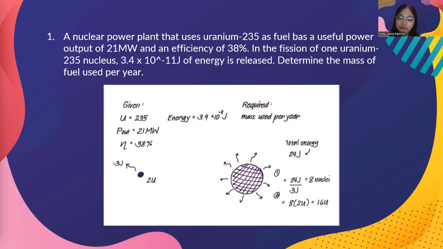So once we find the total number of nuclei, we multiply that to the mass of one nucleus. So our total mass would be 8 times 2U. Our total mass would be 16U. So that would be the same process that we will be using when we solve this problem. However, this problem will be more complex because we have our power and we are also given efficiency. So recap, the steps that we are going to do is to first find the number of nuclei and then multiply by the mass of one nucleus to find our total mass used per year. Next slide, please.